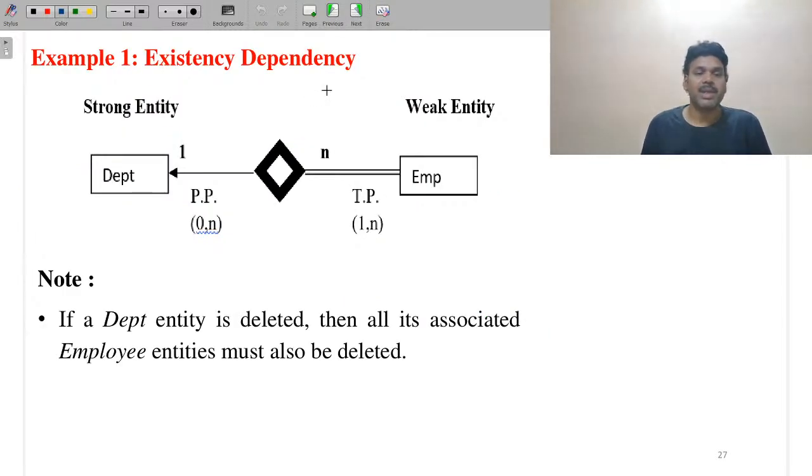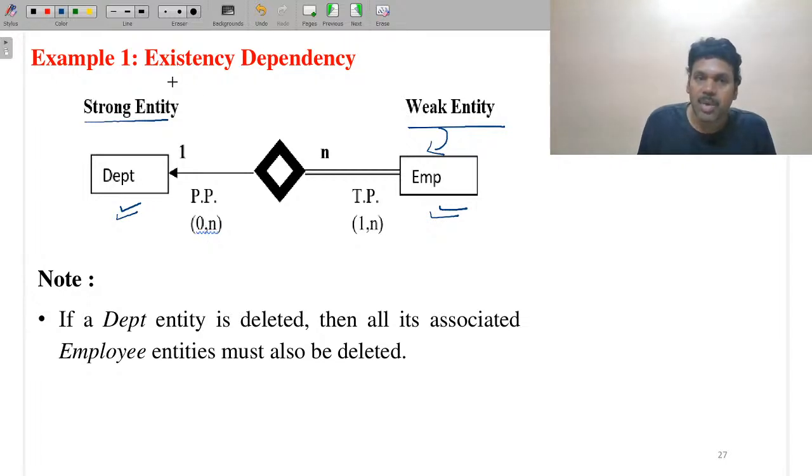So this is existence dependency. Department is a strong entity and employee is a weak entity. Now you see employees are depending on the department. That means employees can be enrolled into a department. Without departments, the employees are not there. Please, again I am telling you, without existence of the department, employees cannot be allocated. Therefore, employee depends on a department entity. Hence this is existence dependency on the department entity.